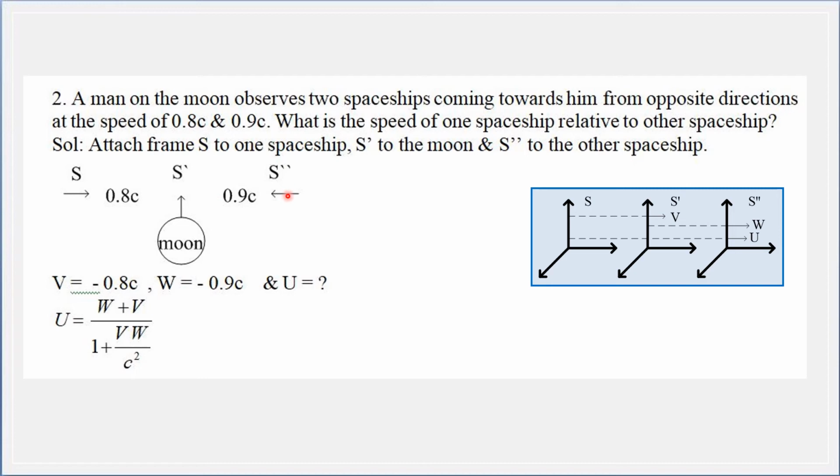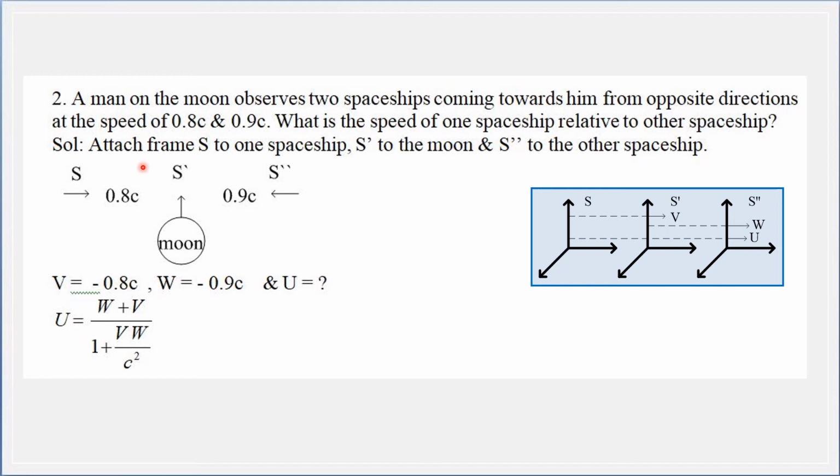Then let us find. We'll use this formula, u equal to (w plus v) by (1 plus vw by c square). We'll find what is u, what is v, and what is w. Okay. Now here, they are coming at the speed of 0.8 c and 0.9 c. They are coming at this observer on the moon. They are coming at 0.8 c and 0.9 c.